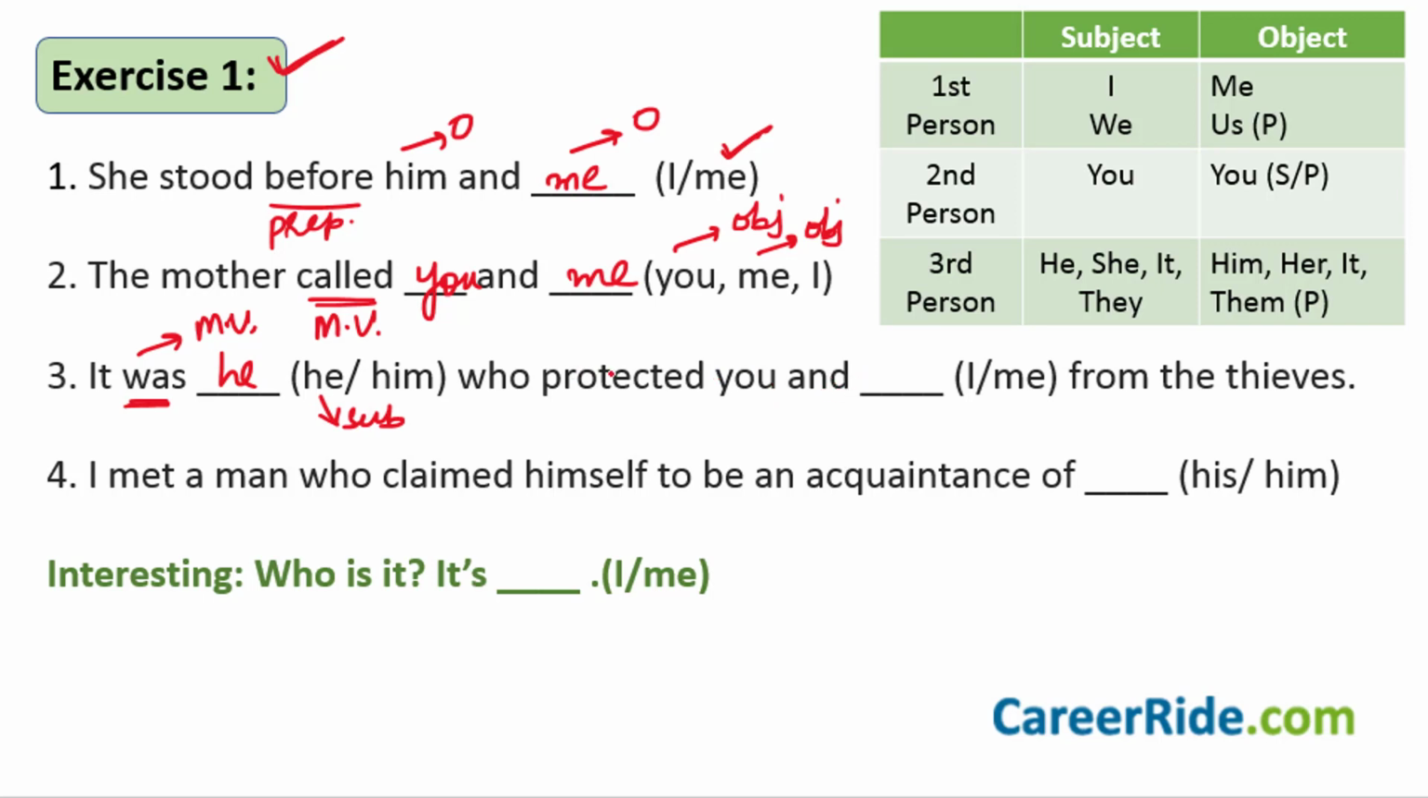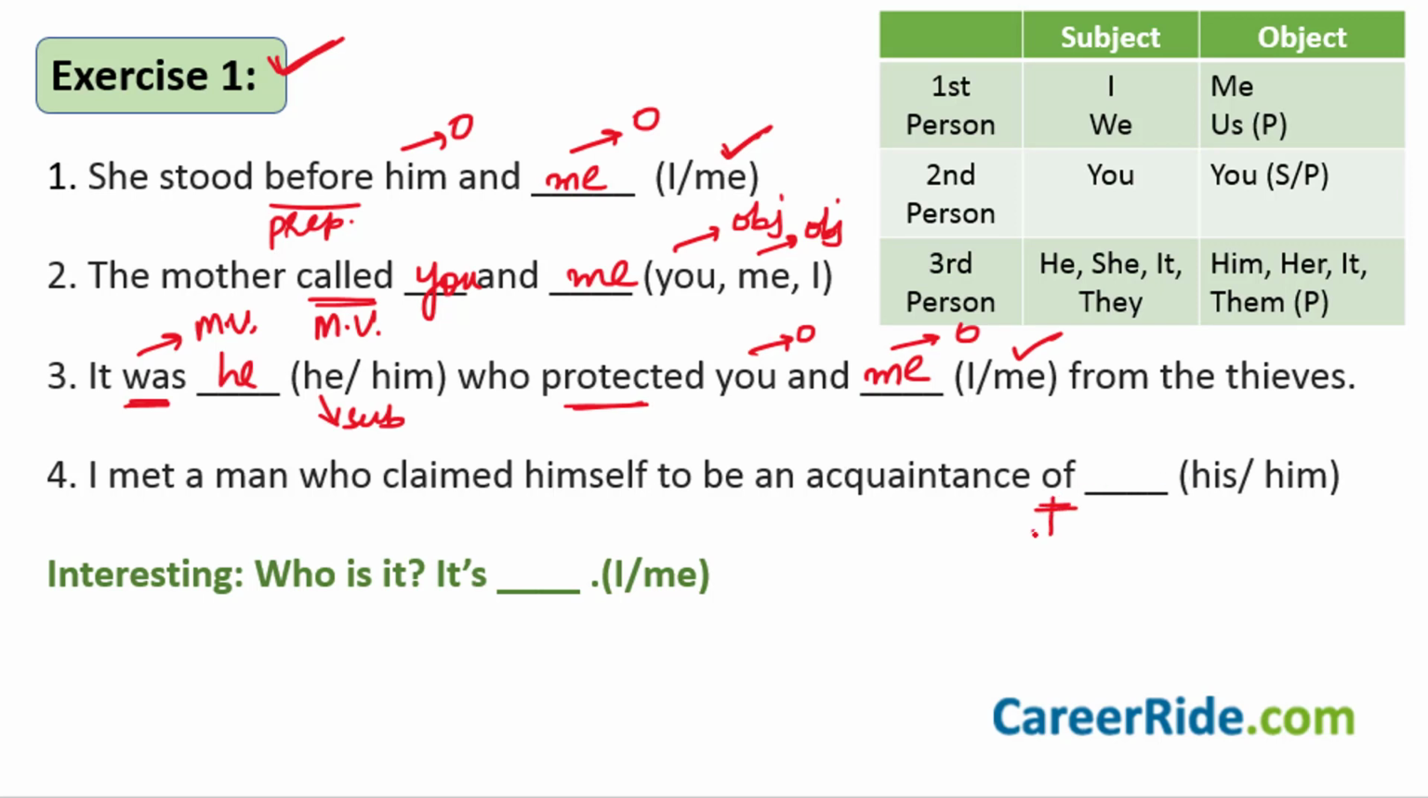Try to answer it for yourself. What do I see here? I see the verb here, protected, and after the verb directly, what should it be? You and me. Yes, you are right. It should be me. Both have to be the objective cases, right? Let's see the next sentence. I met a man, the fourth one. I met a man who claimed himself to be an acquaintance of dash, his or him.